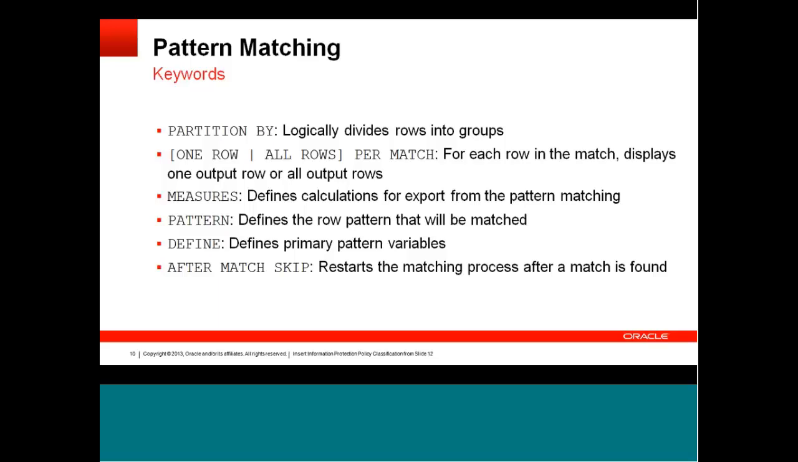Whatever pattern of interest you're looking for in a table will be specified using the pattern keyword. And then we have the define keyword, which gives us the conditions that must be met for a row to map to a row pattern variable that you define. If you look at the previous example, we had X, Y, W, and Z. What logical conditions should be applied for X, Y, W, or Z should be mentioned in the define clause. And then at the end, we have after match skip, which restarts the matching process after a match is found. So these are the keywords of pattern matching.